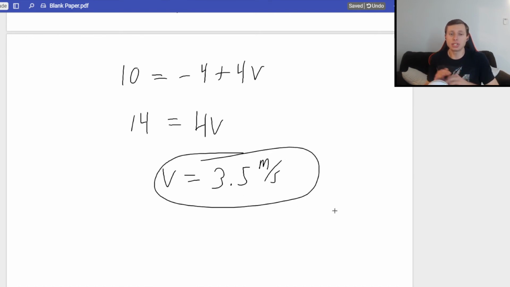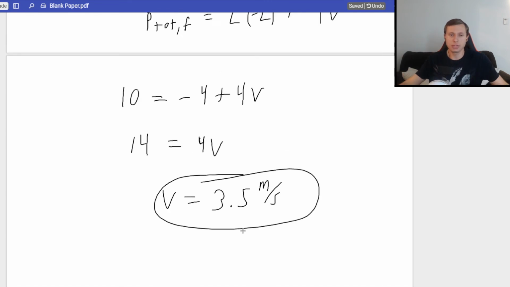Now, notice I got, oh, that kind of looks like an H. Hold on. That's supposed to be a 4. Sorry. 4v. Better. Okay. Notice 3.5. I got a positive final answer. What does that mean? It's going to go in the right direction. It's going to the right. If I got a negative final answer, it means it's going to the left.